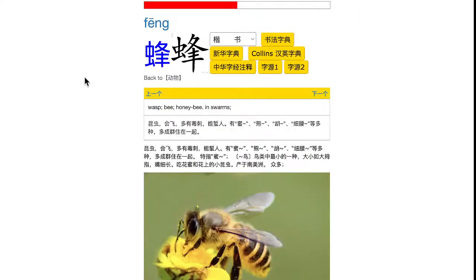So 蜜蜂 refers to a particular type of bee, right? These are the bees that make the honey. Okay, called 蜜蜂. And then also some other 蜂, right? Like 雄蜂, 虎蜂, 细腰蜂, wasp, and that kind of bees. Okay, 蜜蜂 refers to honeybee.